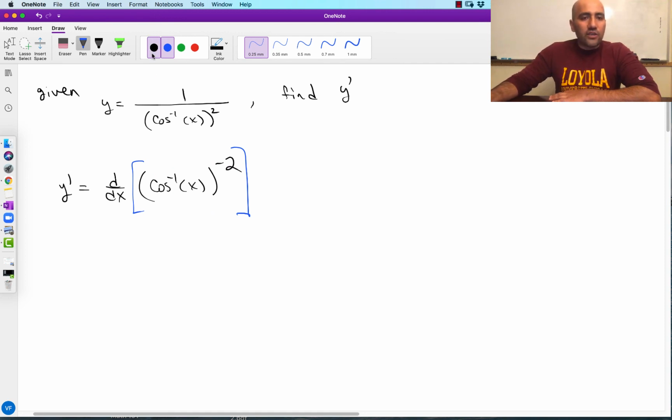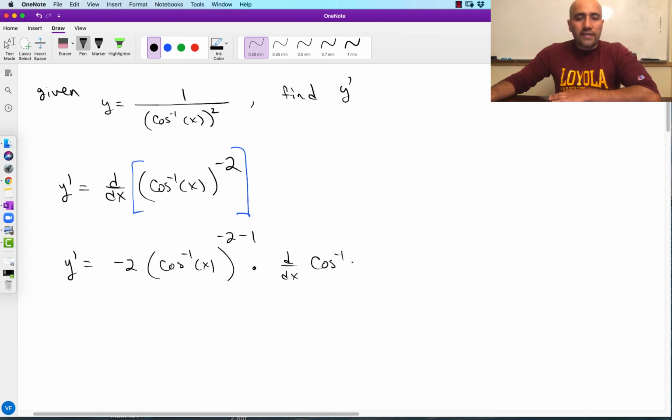Okay, so by the chain rule, y prime equals negative 2 times cosine inverse of x raised to the power of negative 2 minus 1, times the derivative with respect to x of the inside, right? This is the chain rule. So it would be times cosine inverse of x. Good. So y prime equals negative 2 cosine inverse of x raised to the negative 3 power times the derivative with respect to x of cosine inverse of x, right? So this is the derivative of that whole thing.